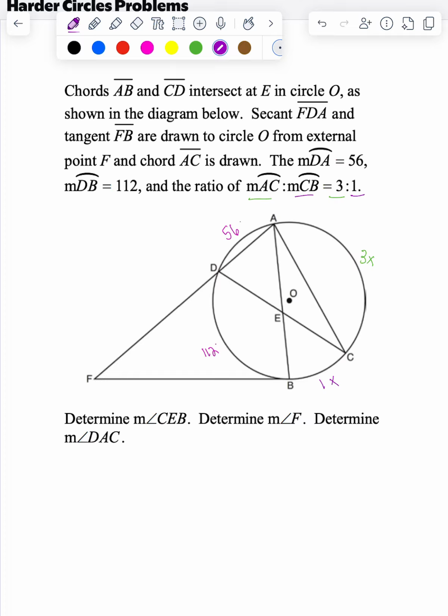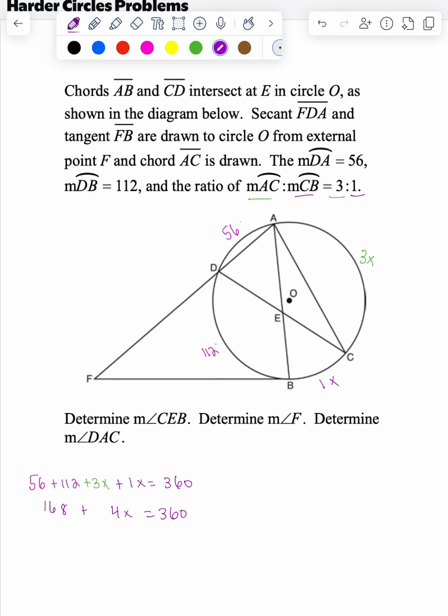Now, before I even continue the question, I don't like having all of these x's, so I want to find out what the measurements of those arcs are. And I see that if I add up all the arcs, I get the total way around the circle, which is 360 degrees. So I can start off by making an equation that says 56 plus 112 plus 3x plus 1x equals 360 degrees. If I combine my like terms, 56 plus 112 is 168, plus 4x is equal to 360.